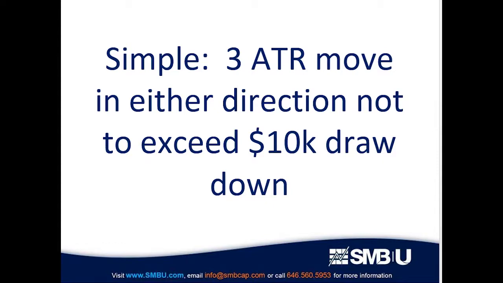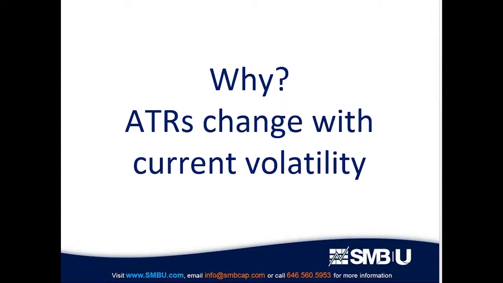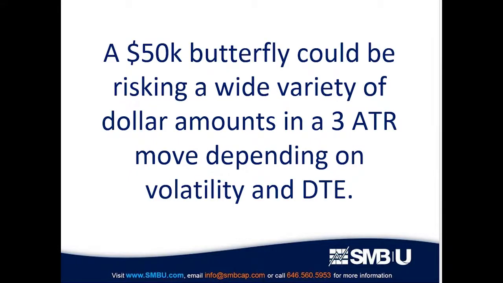That would be a way of saying ATR adapts to volatility, and your fixed amount would be your fixed risk of $10,000, but you have your variability based on the average true range. So ATRs adapt, and they adapt objectively, as we discussed earlier. A $50,000 butterfly could be risking a wide range of actual dollar amounts based on a 3 ATR move. I'll show that here in the next slide.